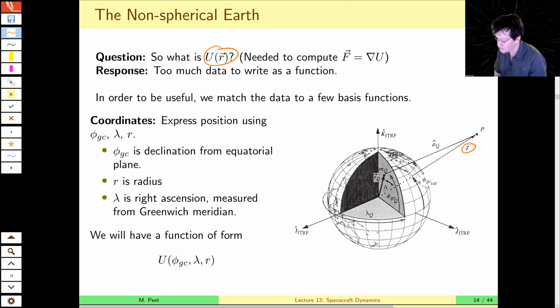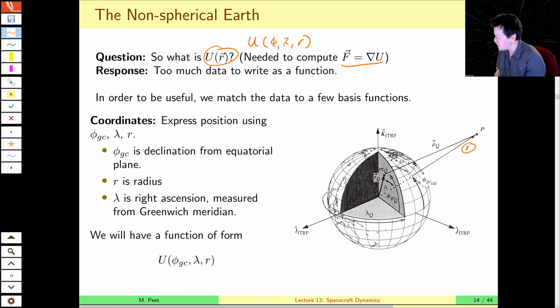And so what we tend to do is we break down this U, not as a function of R, but as a function of the primary effects on it. The spherical harmonics, we'll talk about it. Phi, which is latitude, lambda, which is longitude, and then the magnitude of the distance. So we'll focus on that. So we'll talk about what U is. Then we'll need to compute, of course, its gradient, F, and then we'll be able to calculate perturbations.